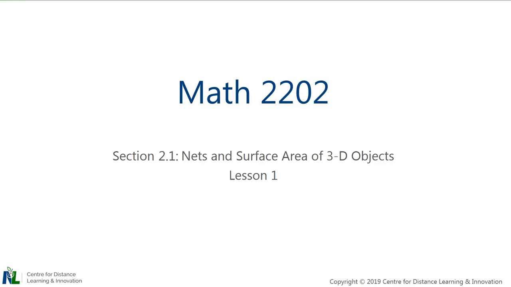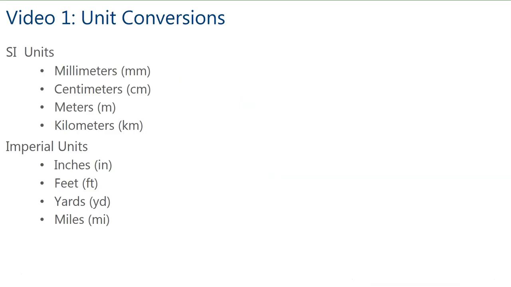Let's begin with nets and surface area of 3D objects. Now before we determine any surface areas, let's do some unit conversions. So we'll start with SI units, which are the international system of units we use here in Canada. So we have millimeters, centimeters, meters, and kilometers, which are all units used to determine lengths and distances. We also have imperial units, inches, feet, yards, and miles, which are used in other countries, such as the US.